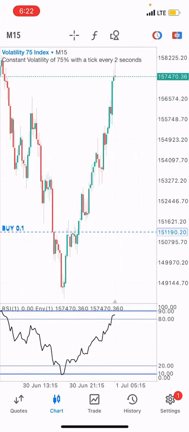I'm sure none of us wants any bit of drawdown. Drawdown, especially if you have a small account, it's going to blow up your account. A little bit of drawdown.